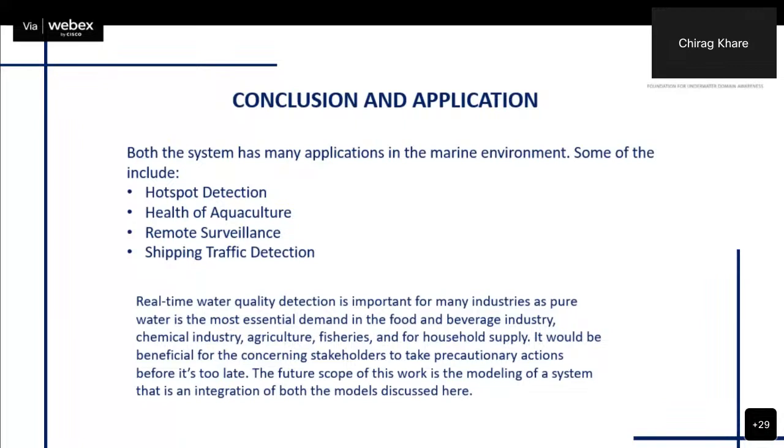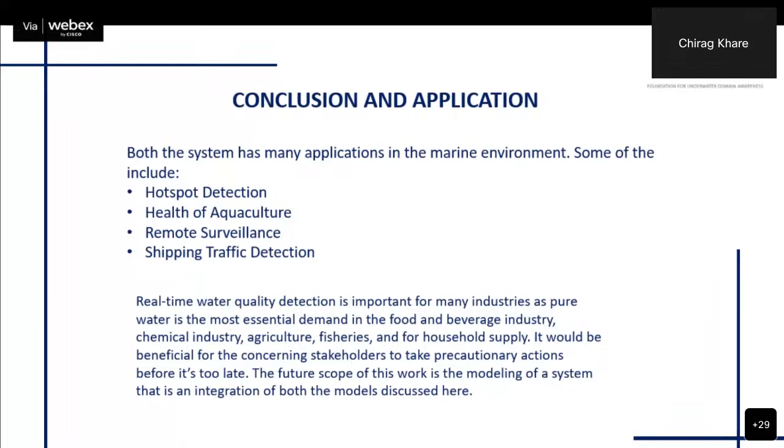And the fourth application is related to the acoustic sensing system, and that is shipping traffic detection. From this application, we can come to know the number of ships that are moving at a particular location in water bodies, and thus helping in detection of the ambient noise in any marine environment or ecosystem.